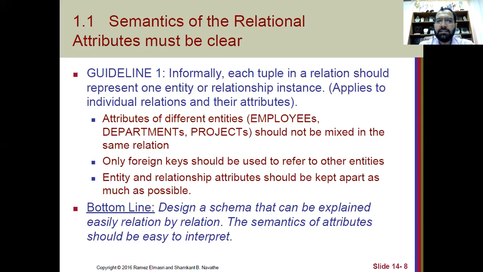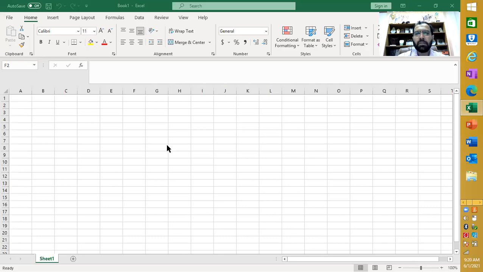Attributes of different entities, let's suppose we talk about the employee table, the department table, the project table, should not be mixed in the same relation. That is the basic principle. The mistake we can make earlier on is that we can put all the attributes in the same relation, which is not required. Let me show this with an example. The first guideline is do not mix the attributes of various relations into one relation.